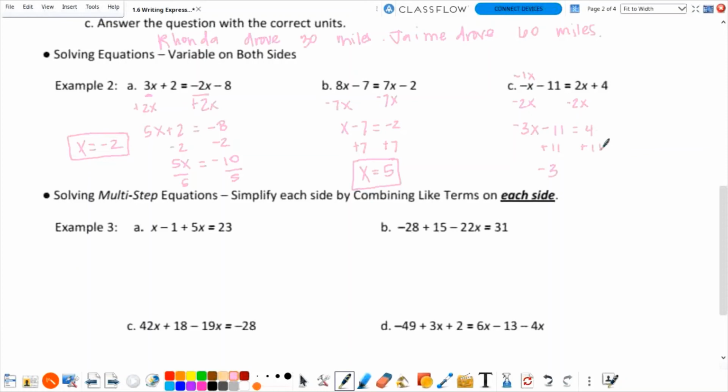Okay, so 4 plus 11 is going to give us 15. Okay, so to get our x by itself, we're going to divide by -3. And 15 divided by -3, x equals -5.